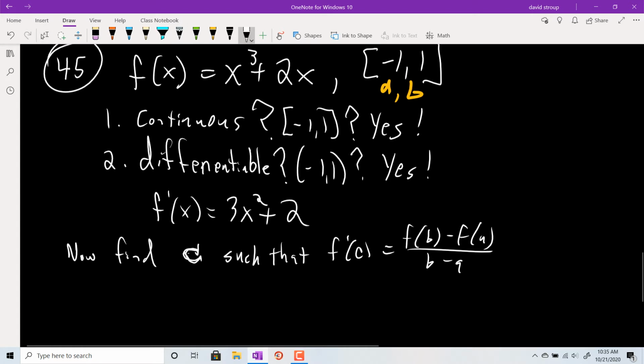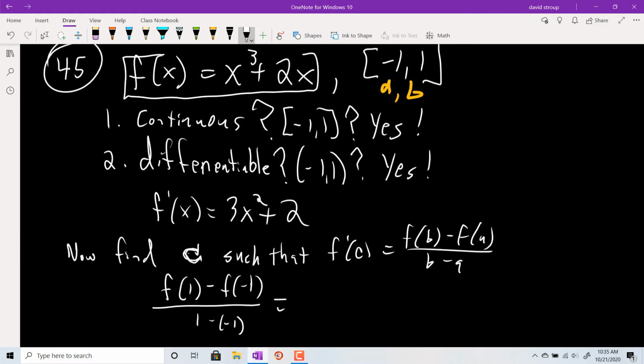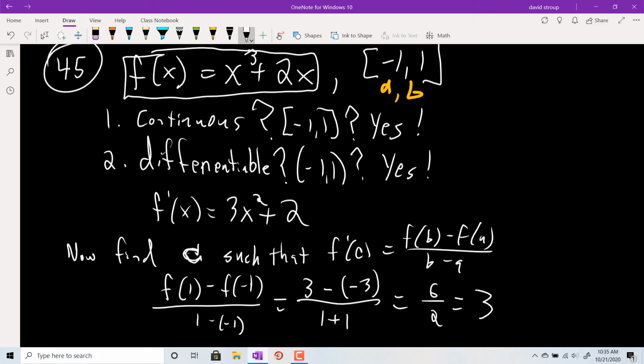In our case, we have (f(1) - f(-1))/(1 - (-1)), and I'm plugging that into the function f of x that I'm putting in a box above. So f of 1 is 1 cubed plus 2, which is 3, minus f of -1, that'll be -1 minus 2, which is -3, all over 1 plus 1. 3 plus 3 is 6, all over 2, so that monstrous thing is 3.